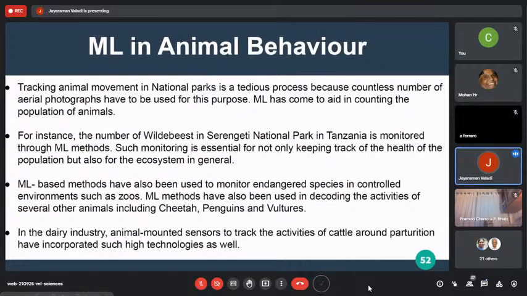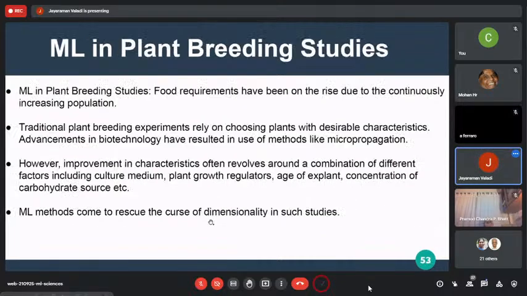Now, machine learning has been used in animal behavior to track animal movements in parks, and also to monitor endangered species by using imaging and sensor methodologies to count the number of species by remote identification using wireless sensor networks. In the dairy industry, animal motion sensors can be used to track the activities of cattle, and also for several other applications in animal behavior.